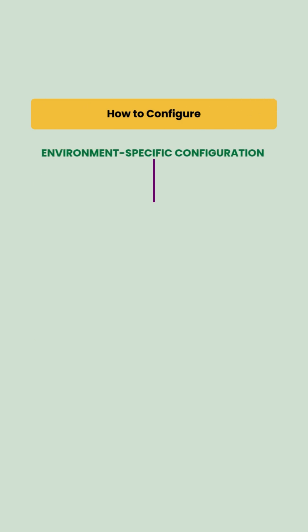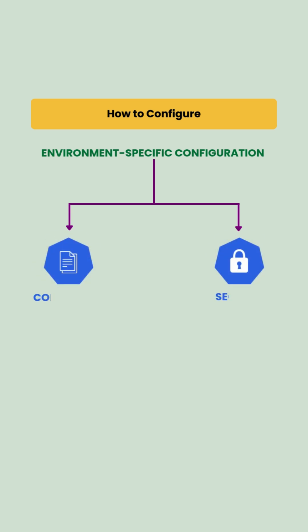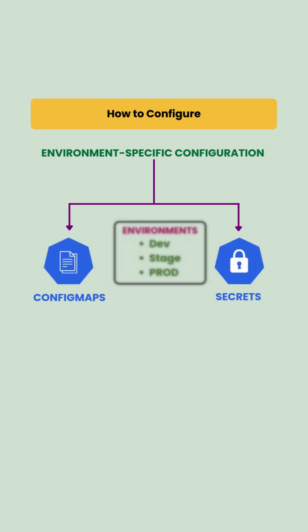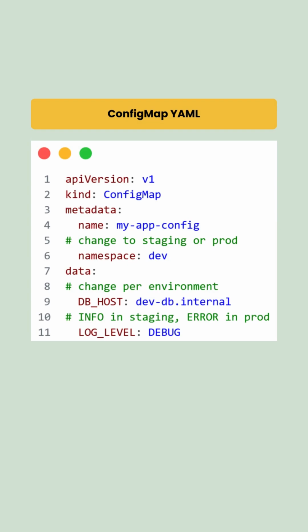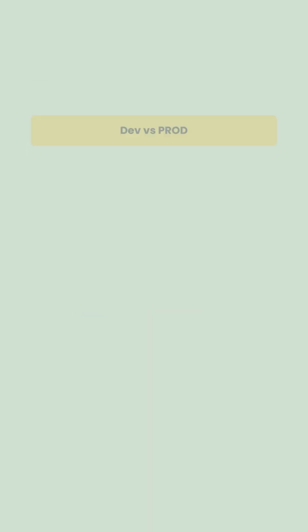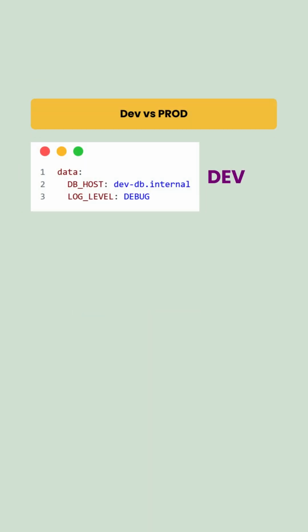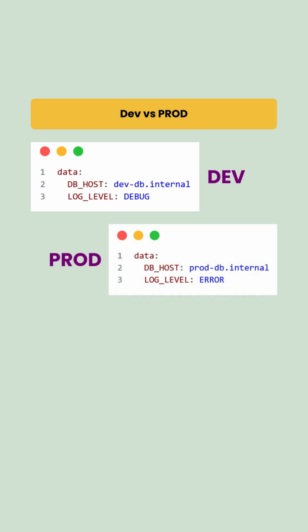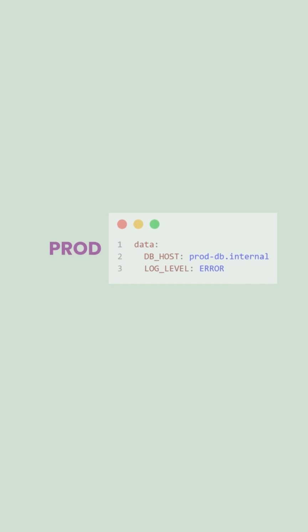First, I separate environment-specific configuration using Kubernetes ConfigMaps and Secrets for dev, stage, and prod. For example, in the ConfigMaps, values like database hostname and log levels are different for dev, stage, and prod. Similarly, in the Secrets, sensitive values like the database passwords are environment-specific. In dev, I might use a dev database and a debug log level, while in production, I would point to the production database and reduce the log level to error.